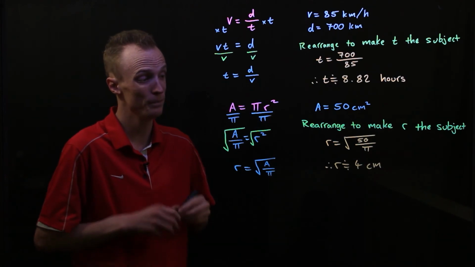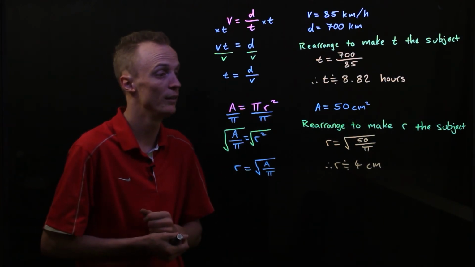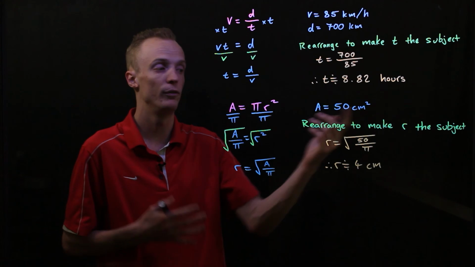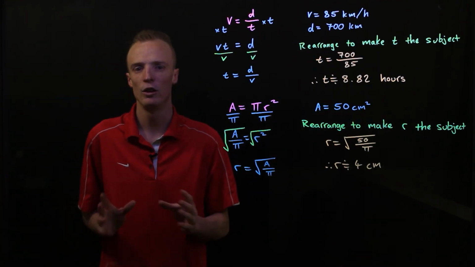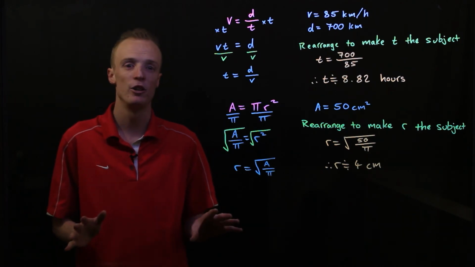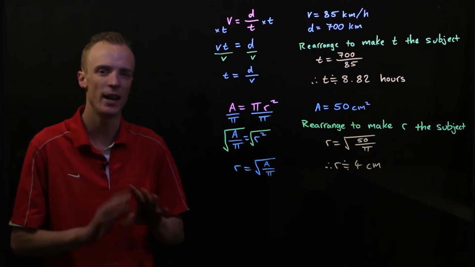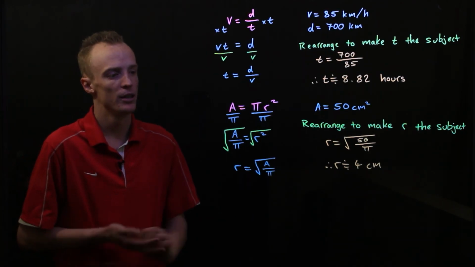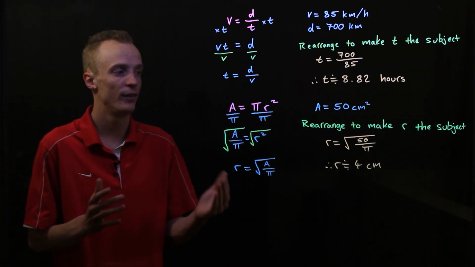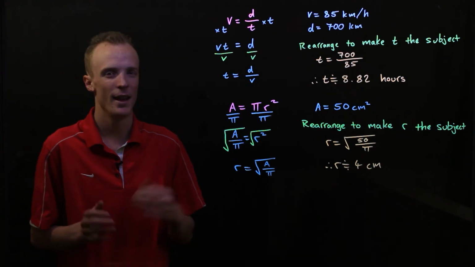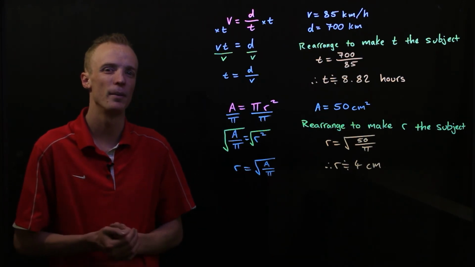So if you create a circle with a radius of approximately 4 centimeters, you approximately have an area of 50 square centimeters. Now, what's really important here is you can do this with any equation that you have. You can rearrange any equation that you've got to make a different variable or different letter the subject of your equation. And it's a very useful skill to be able to have.